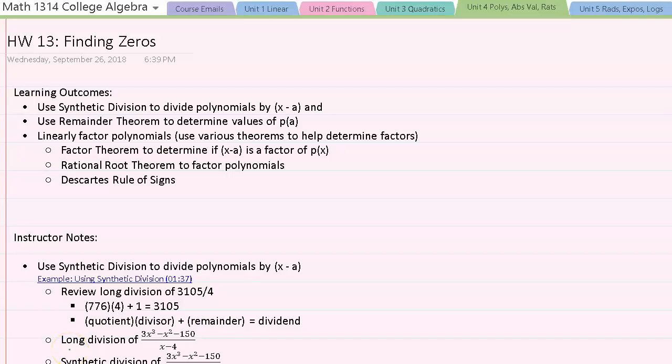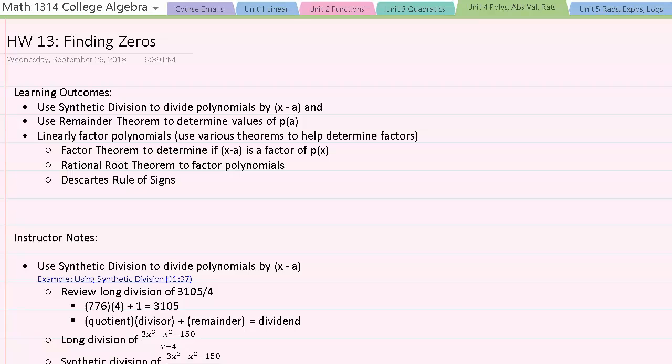This video introduces the topic of finding zeros. The learning outcomes are to use synthetic division to divide polynomials by x minus a, and to use the remainder theorem to determine the values of p of a, and to linearly factor polynomials using various theorems.